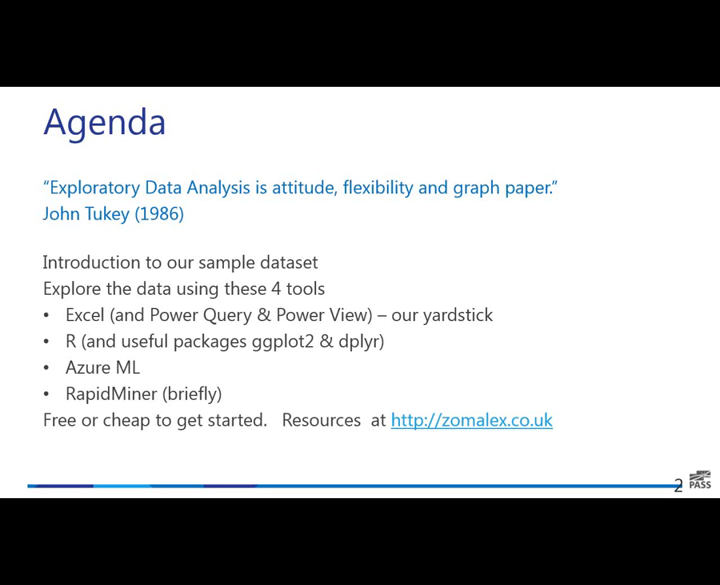So, I'd like to start with a quote by a famous statistician, John Tukey, in 1986, where he said, exploratory data analysis is attitude, flexibility, and graph paper. Now, we can't do much about attitude and flexibility, that's inbuilt in all of us. But maybe 30 years later on, we've got a better graph paper. And I'm going to suggest 4 improvements to graph paper. They're Excel, R, Azure Machine Learning, and Rapidminer.